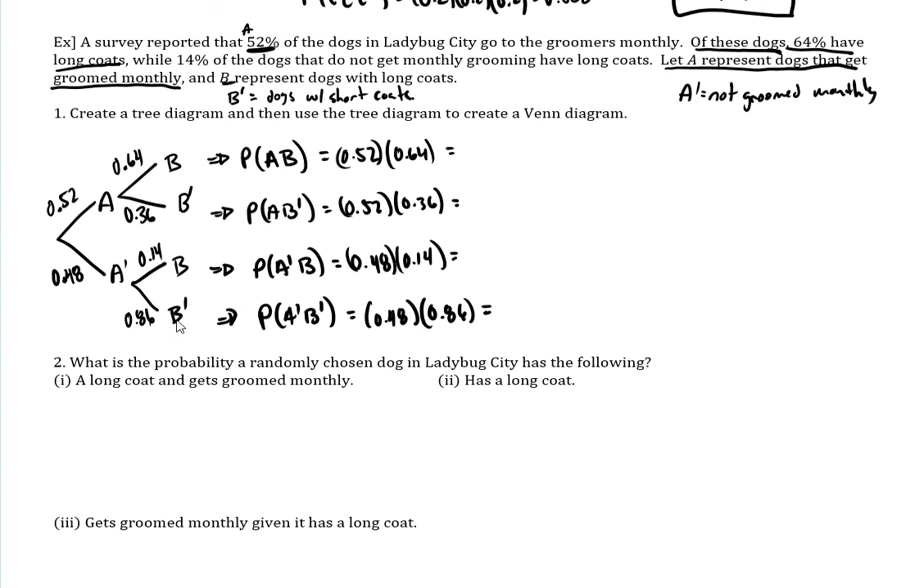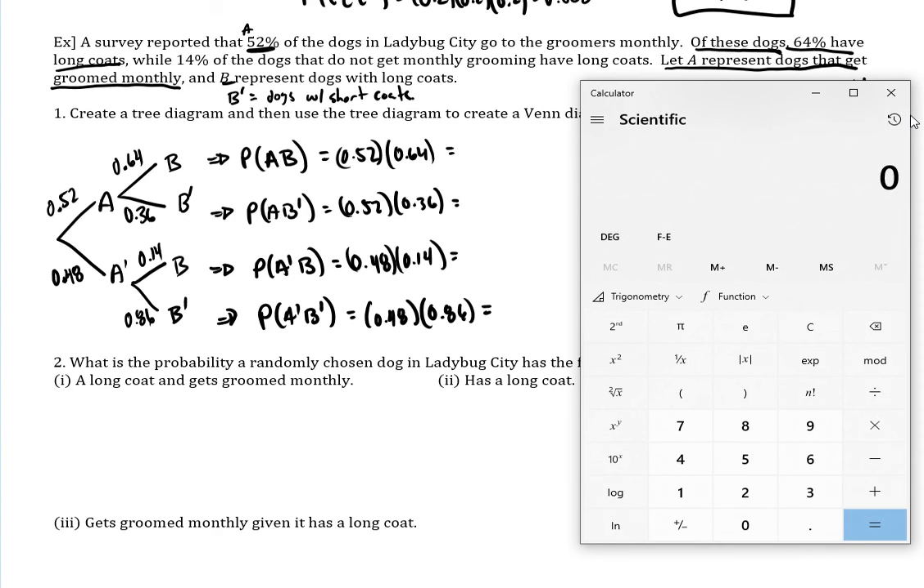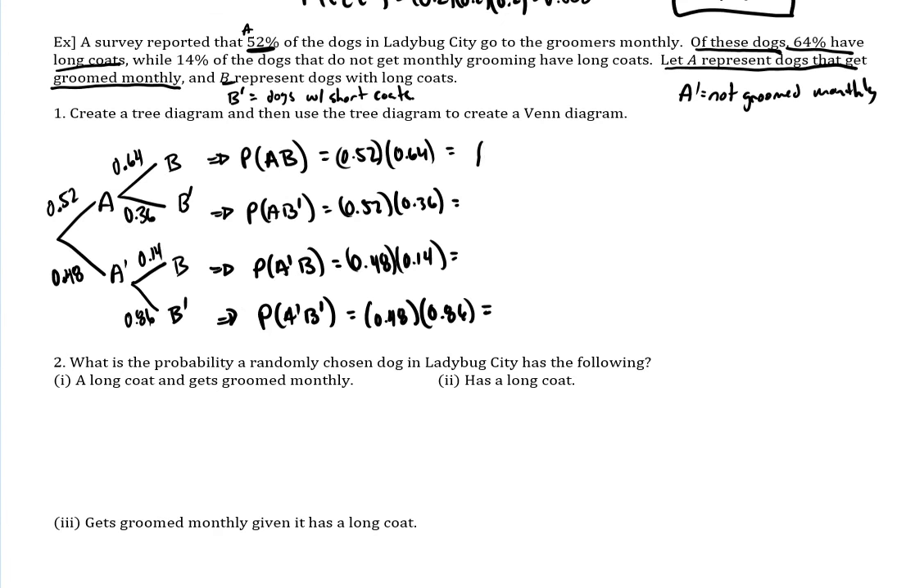Okay, so there's all of the setup. And then we can find all those. Let's go ahead and get all those decimals. So in my calculator, we've got 0.52 times 0.64, which is 0.3328.